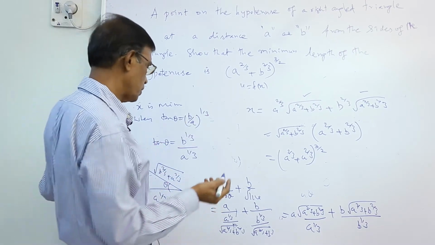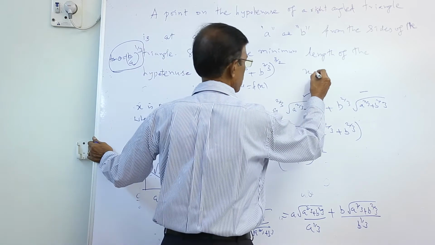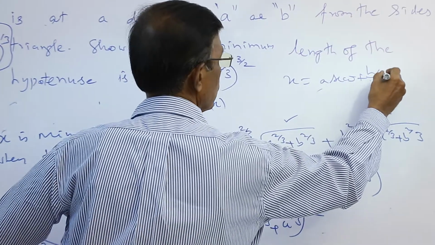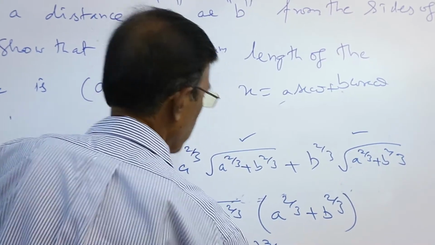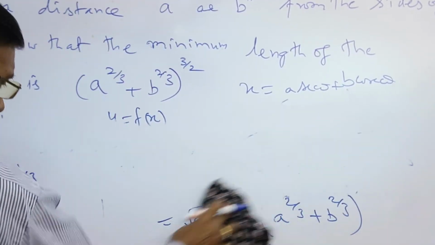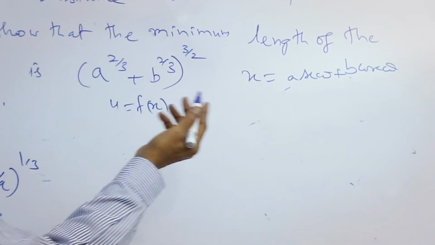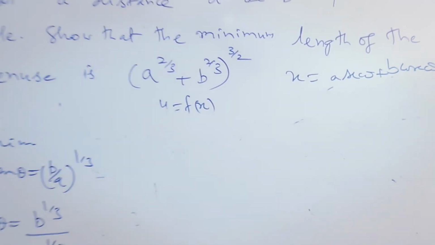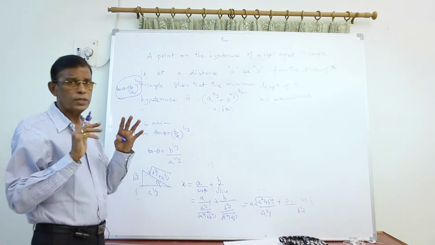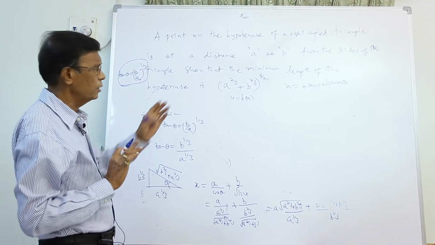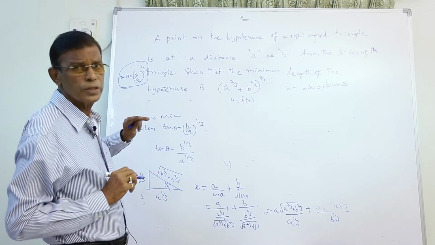What happens? There is another method also. That is, this x equal to a secant theta plus b cosecant theta. Now there is another method to calculate the value of x. You should teach them also. See, there is another method. If you give that type of thing, they will be able to do perfectly, more than what we tell them.